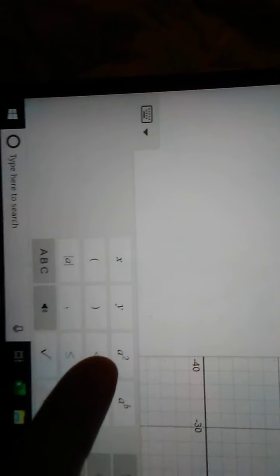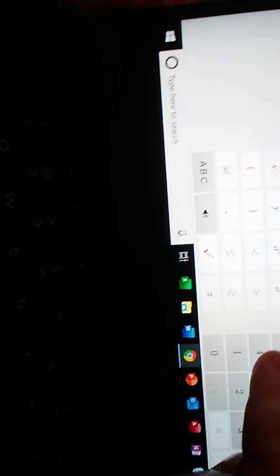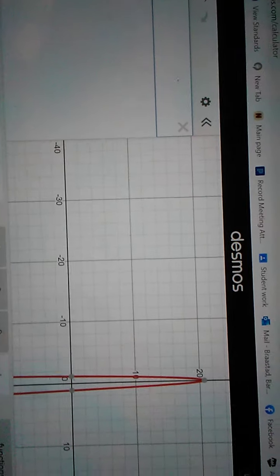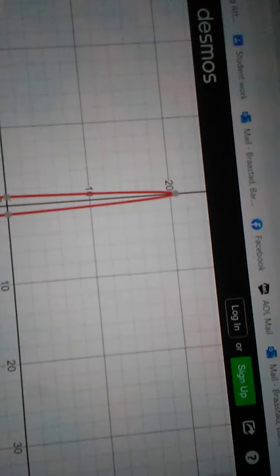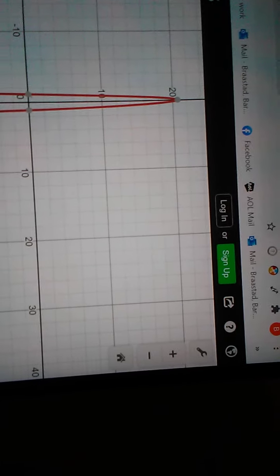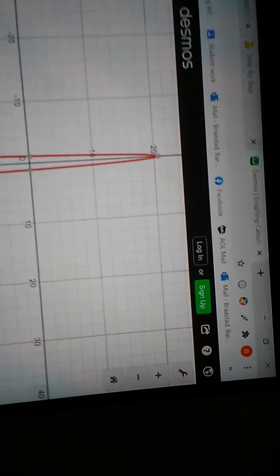You see that button right there that says a to the second? If you press that, it'll make it x squared. That's how you make it to the second power. The rest of the equation says plus 20.7, and there's your parabola. And we can go over here to the side, and you see that plus and minus sign. You can zoom in and zoom out.